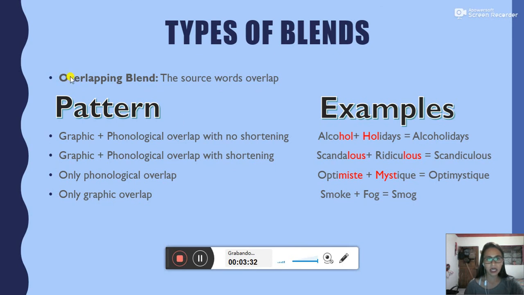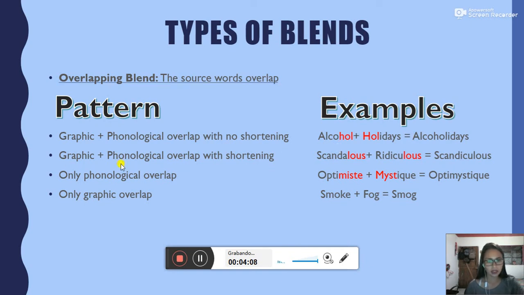The third type is overlapping blend. The source words overlap, in which are parts of two words that sound alike. The first pattern is graphic plus phonological overlap with no shortening. It's graphic because I see the same words. For example, alcohol plus holidays results in alcoholidays.